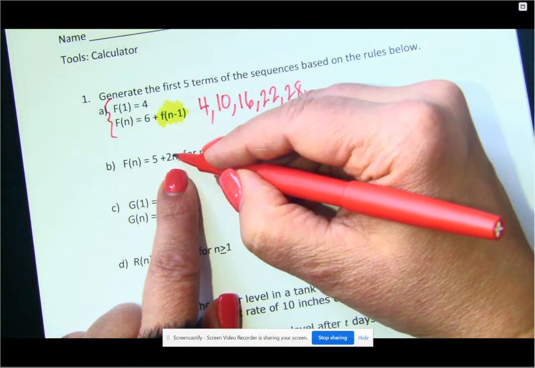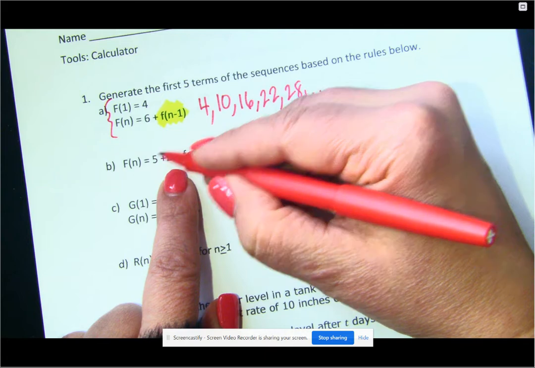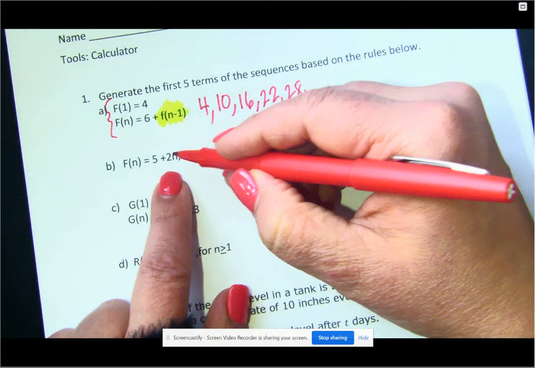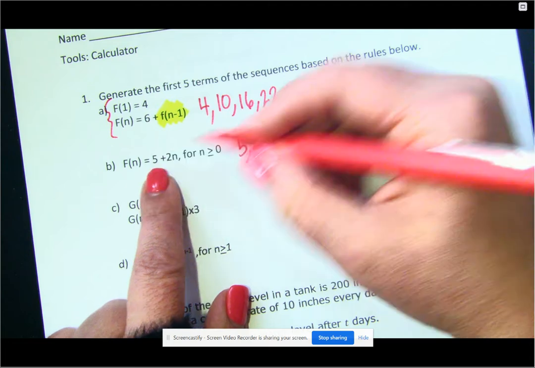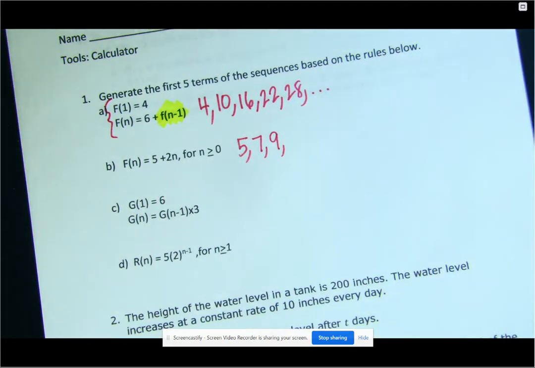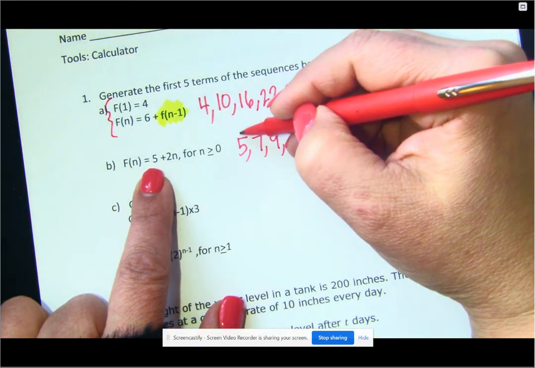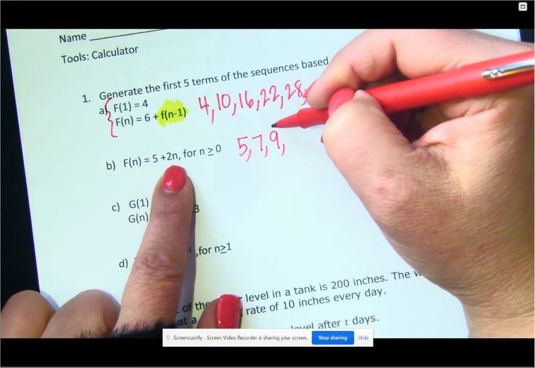Plug a 1 right here. 2 times 1 is 2, 2 plus 5 is 7. Now I'm going to plug a 2 in. 2 times 2 is 4, 4 plus 5 is 9. Now let's take a step back. Can we see what's happening here? That was the 0 term, and it looks like I'm adding 2 every time.